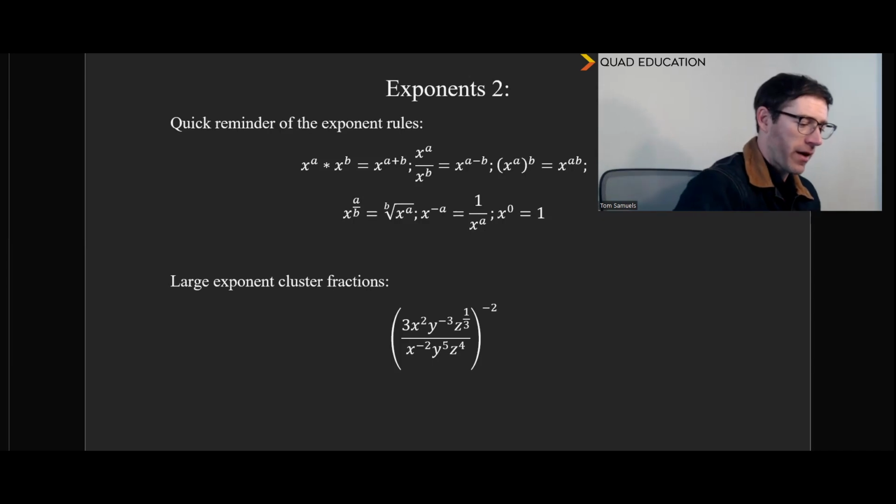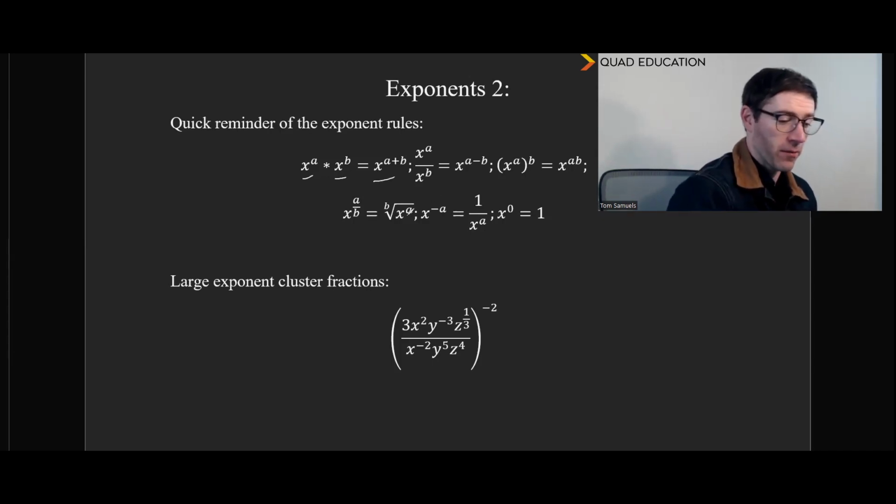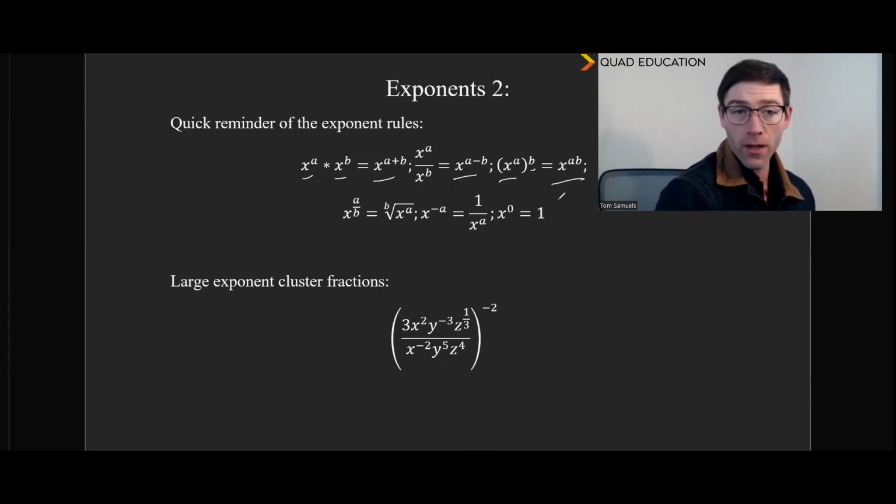So first we have exponent rules. We have x to the a times x to the b equals x to the a plus b. So power times power means we add. X to the a over x to the b equals x to the a minus b. So subtraction when we're dividing. X to the a to the power of b means we multiply: x to the a b.